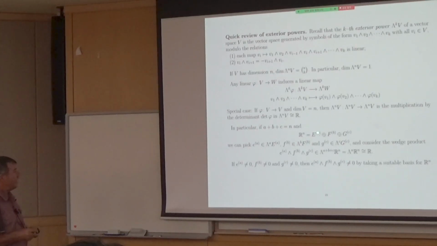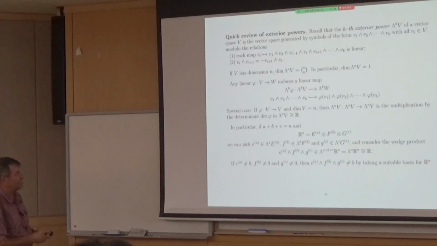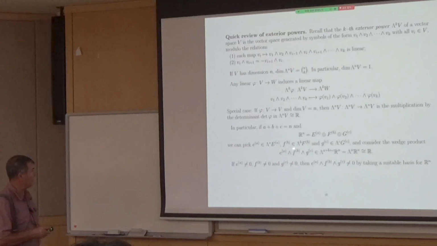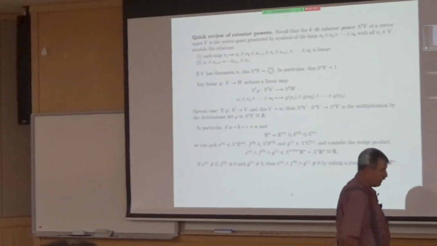And in particular, because of the direct sum here, this number is different from 0. And that's really important. The way you prove that is that you take a basis for Rn which is well adapted to that, namely where the first a vectors are in E, the next b vectors are in F, and the last c vectors are in G, in this space of dimension c, and everything is fine. So important is that if I have these elements that are non-zero, their wedge product is non-zero. Okay, remember this for the next slide.